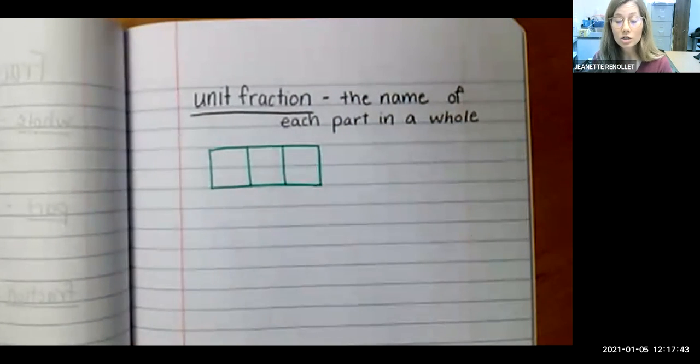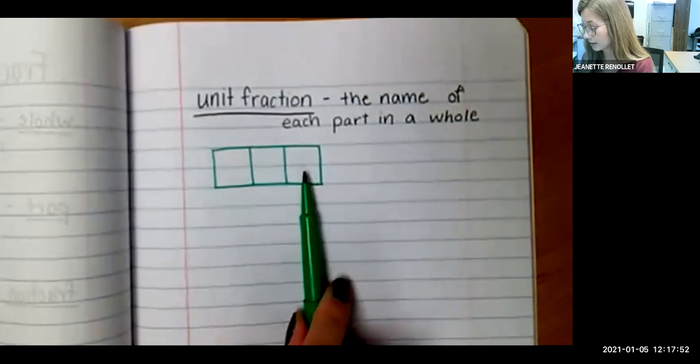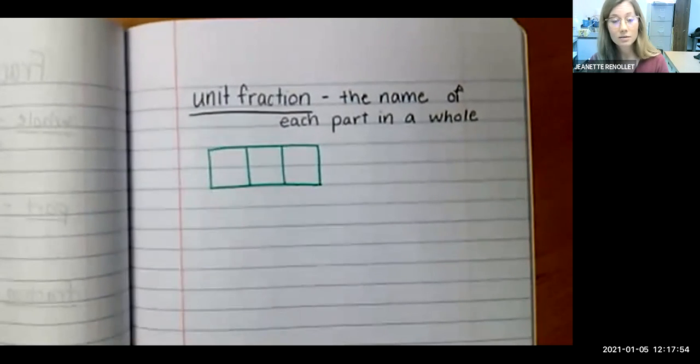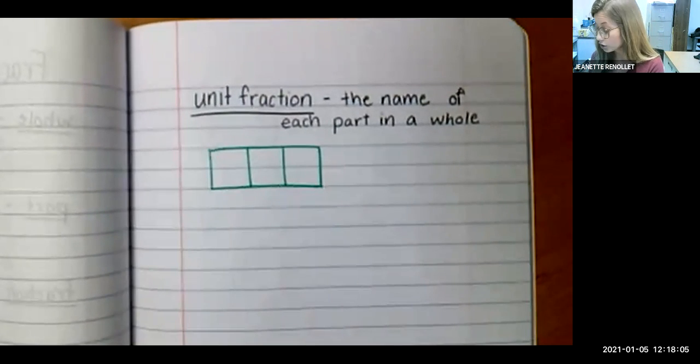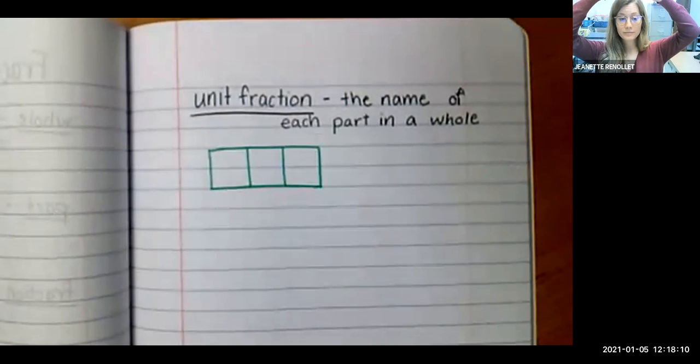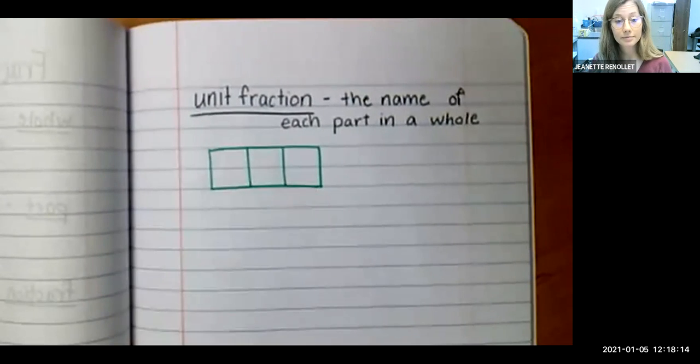When we partition shapes, we cut them into equal parts. Notice how each part is about the same size. You need to make sure that when you partition a shape, you cut it into equal parts. I have cut this into 3 parts. So my whole shape is the whole. Each piece is called a part.